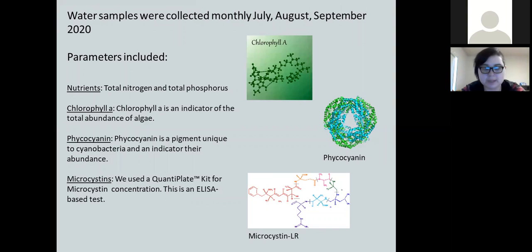Water samples were collected throughout July, August, and September of 2020. What we analyzed were the nutrient concentrations such as total nitrogen, total phosphorus, chlorophyll, which is used as an indicator of the total abundance of algae, phycocyanin, which is a pigment unique to cyanobacteria and an indicator of their abundance, and of course microcystins.